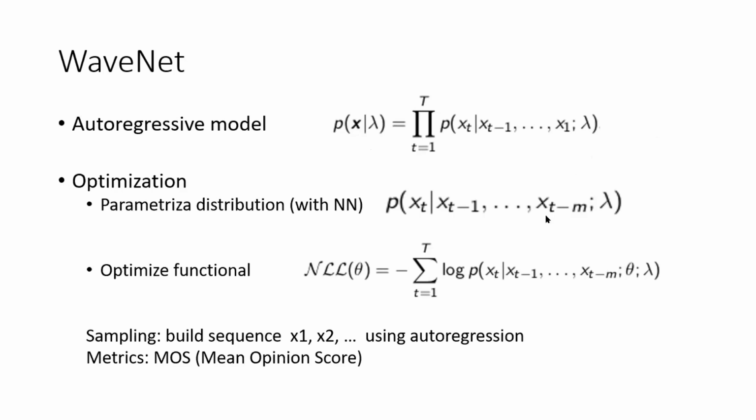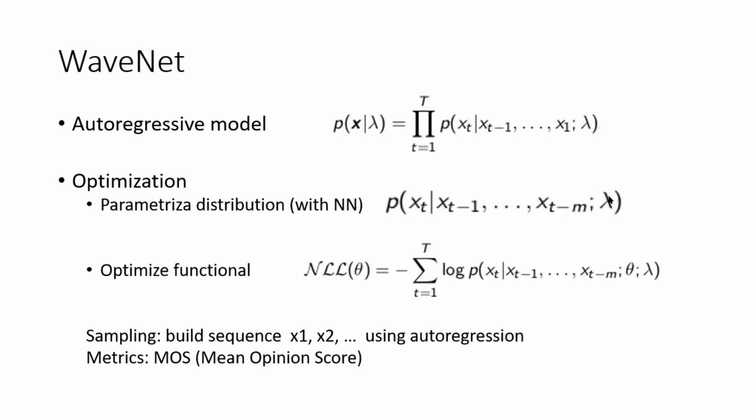For practical cases, you can choose the value m, which means how far into the past you should look when you predict the distribution at time t.